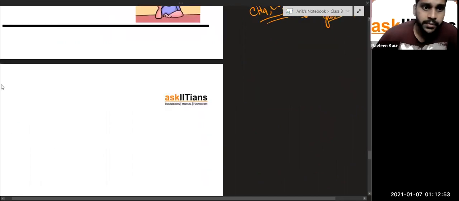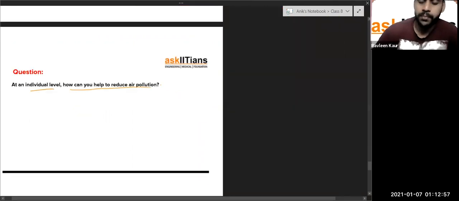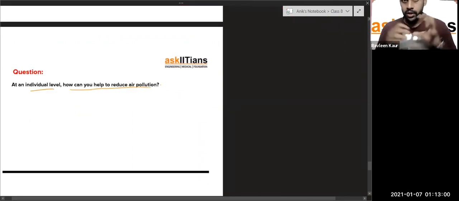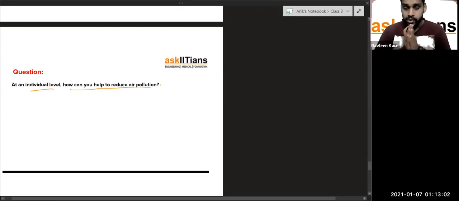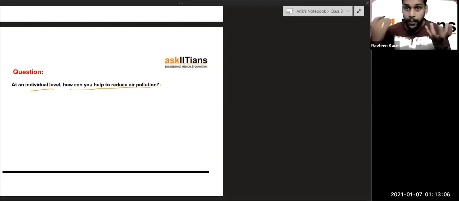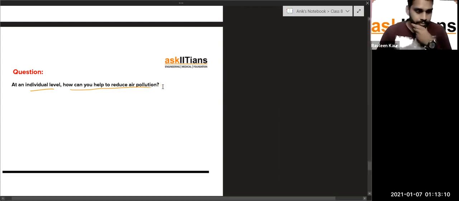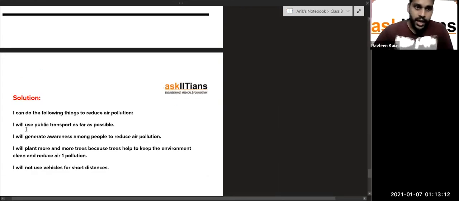This is going to conclude the whole thing that we have learned so far. You need to understand this thing, and not only understand it, you need to apply this in your everyday life as well. Okay, now, solution: I can do the following things to reduce the air pollution.